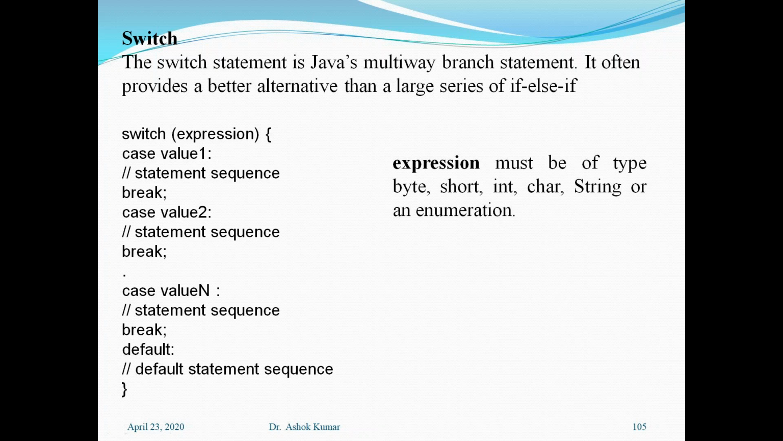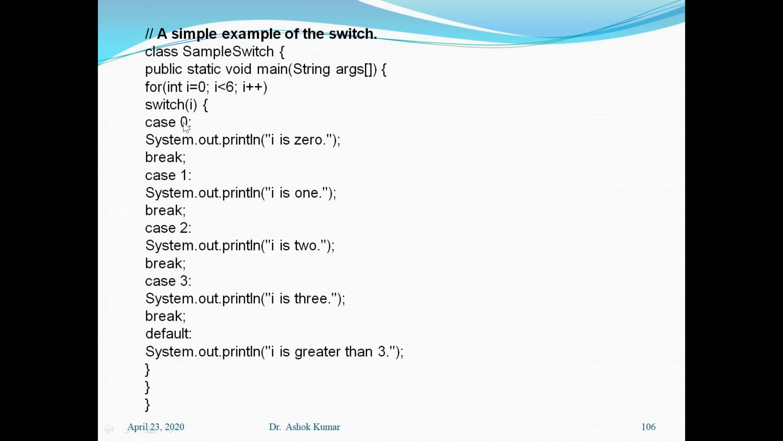There is a program based on the switch statement. In this program, I'm just going to discuss the switch part. In the switch, we have used one variable I of type integer. If the value of I is 0, then it will run case 0. The statement under case 0 will print "I is 0", and when this break statement is executed, control will come out of this switch statement, and the program will end.